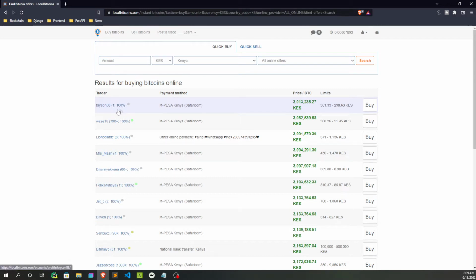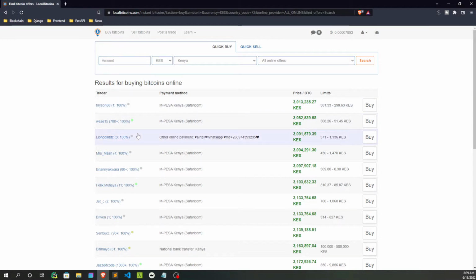This means that this trader has only traded once and they have 100% completion rate or positive feedback, because in local Bitcoins, this percentage represents feedback. That means everyone they have traded with, they left a positive feedback. And if you look at this gray dot, it means that you are not sure how fast this user can respond to you.